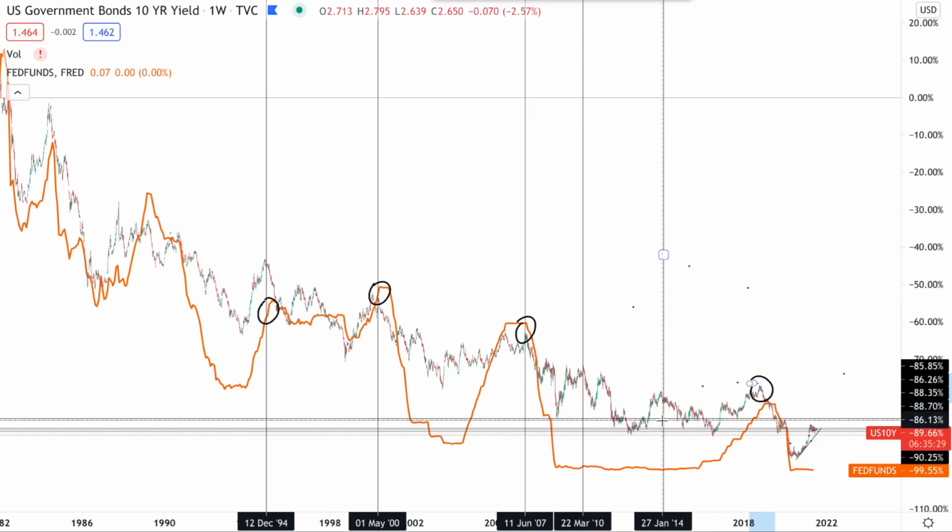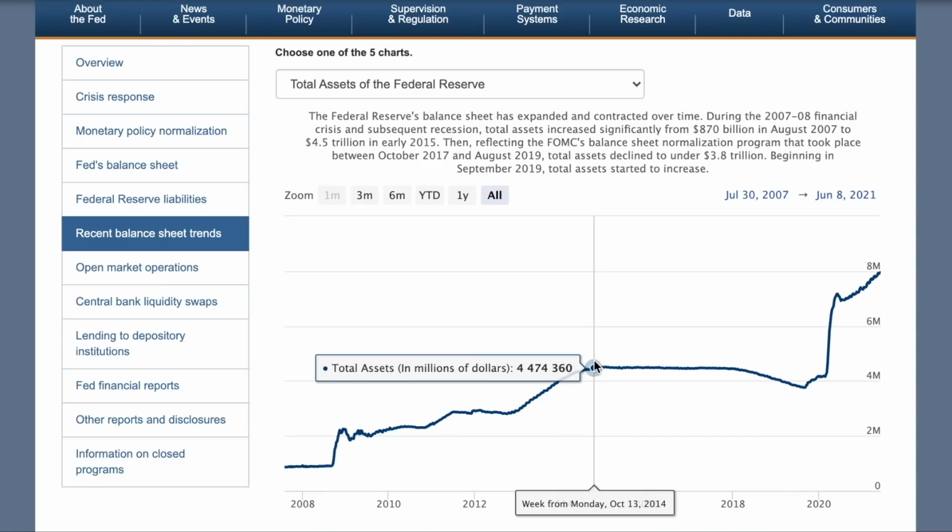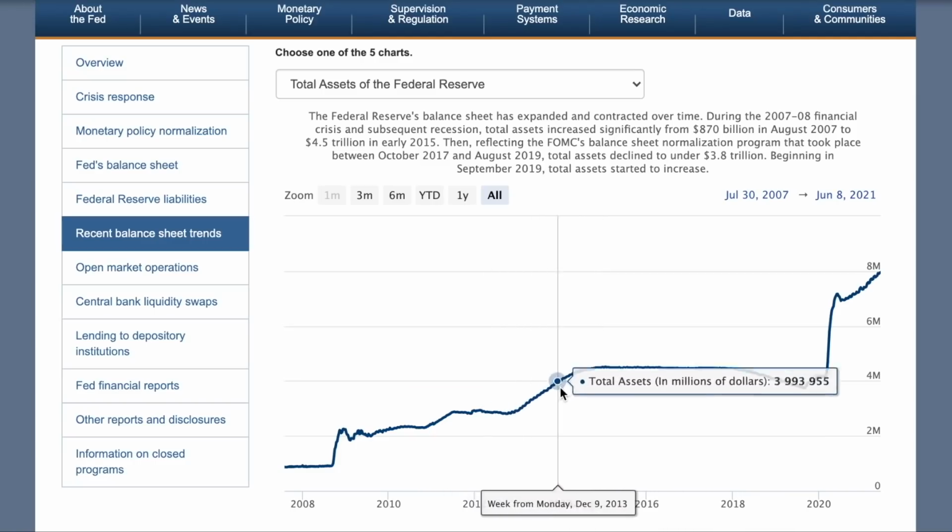The only exception here is 2014. And in 2014, that was actually when quantitative easing stopped. And so the markets were beginning to price in tighter monetary policy than throughout 2012 and 2013.